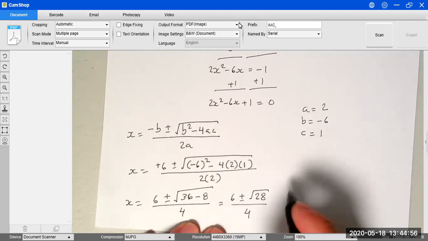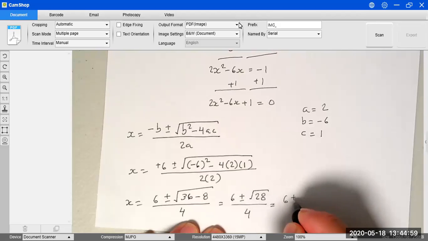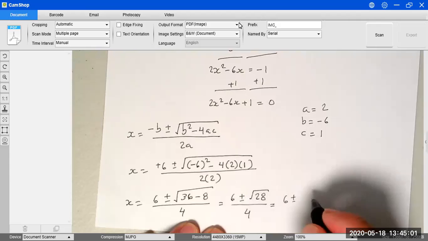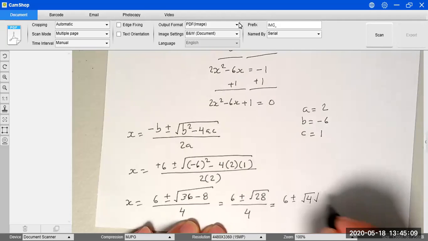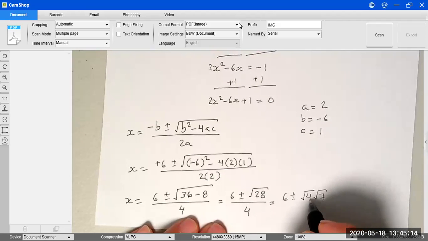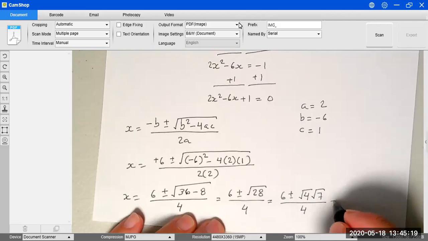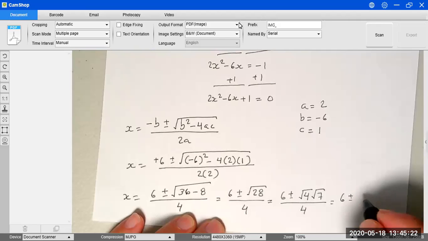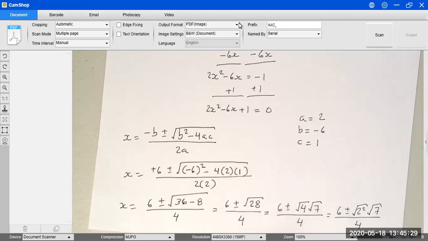Then you have here, you need to simplify now this radical. We need to break this in two parts. So first a perfect square 4, then the non-perfect square 7, because 4 times 7 is going to be 28. 4 is a perfect square, 7 is not, over 4. So now you can rewrite 4 as 2 squared, remember, times the square root of 7 over 4. Okay, let's continue on another page.